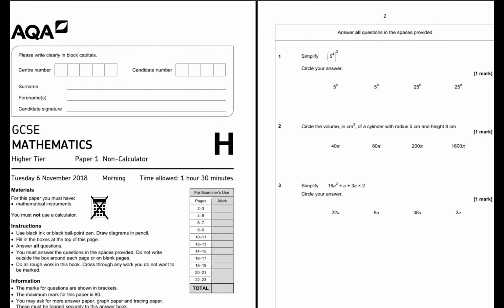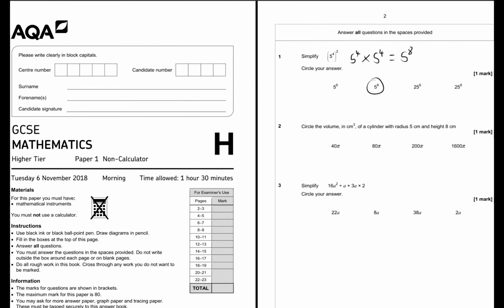Okay, question 1. So we've got 5 to the power of 4, squared. When you're squaring something, all you're doing is timesing it by itself. So we can expand this, so you get 5 to the power of 4 times 5 to the power of 4, and when you're multiplying indices like this, you're just adding them. So we're going to get 5 to the power of 8, which is here.